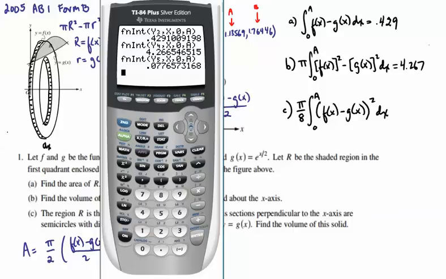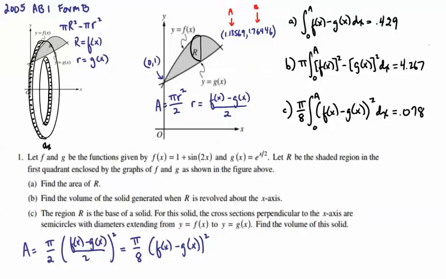Now recall, this is not a volume of revolution here. This is simply cross sections coming out of the base of the region R that we see there. And so we expect this to be much smaller than either of the other two volumes of revolution. 0.078 rounded to 3 decimal places. And I'll close down the graphing calculator, and we have the 3 different parts to this problem.